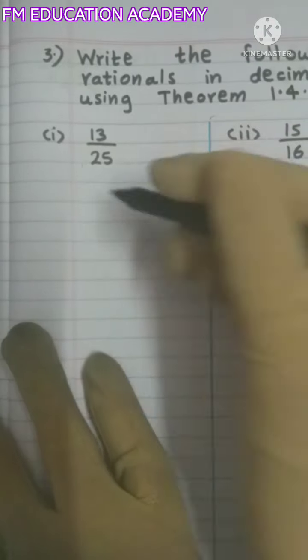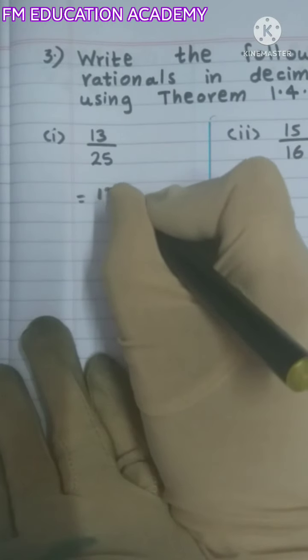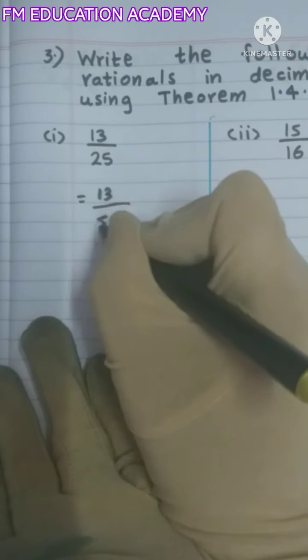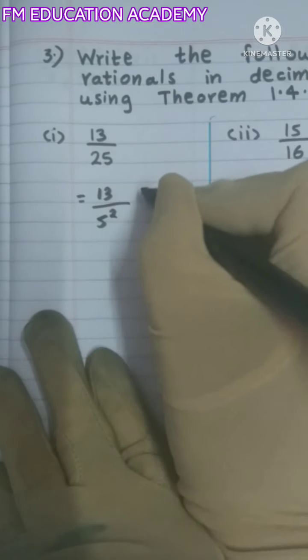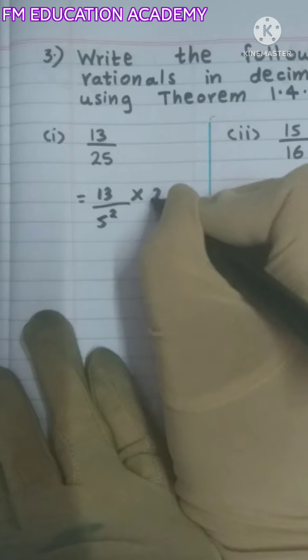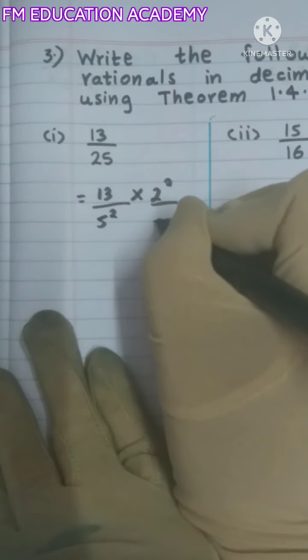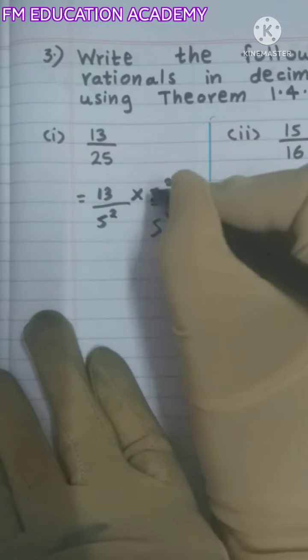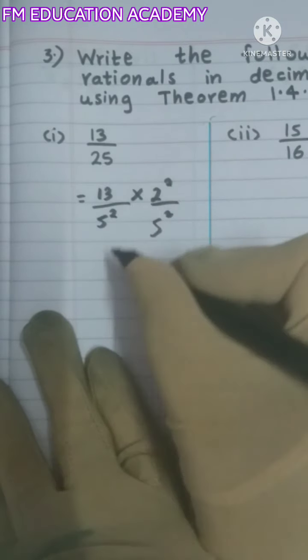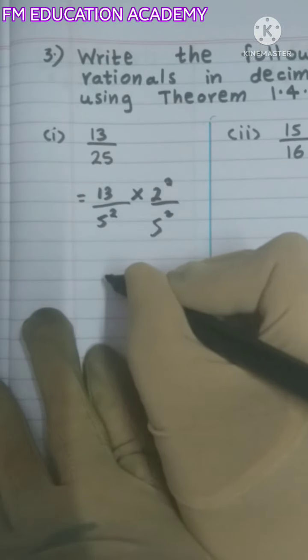Okay. So how to do this kind of sum? See carefully. 13 by, how can we write 25 as 5 square? So whatever is there in denominator, power of 5, same thing you have to multiply in numerator as well as denominator. So here we have power 2, right, for 5. So here you should multiply and divide with power 2.